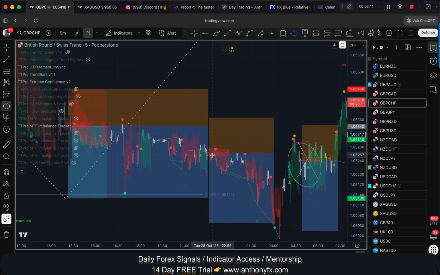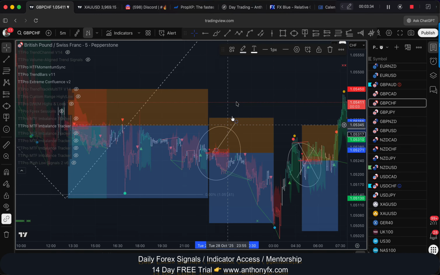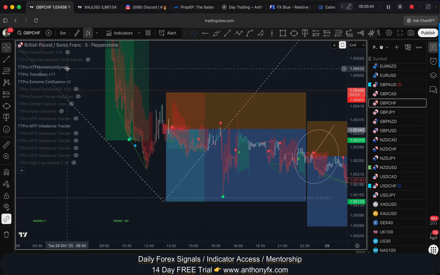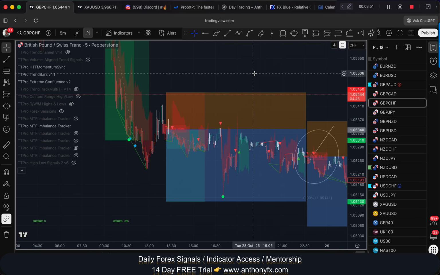All right, have a look at these two here. See this signal? Do we see red behind it? Yes, we do. Right there where the signal fires, that red zone's kicked in, so we take it. Nice outcome. This one here, have a look. Do we have the red momentum sync behind it? Yes, we do. Take that trade. It's as simple as that.